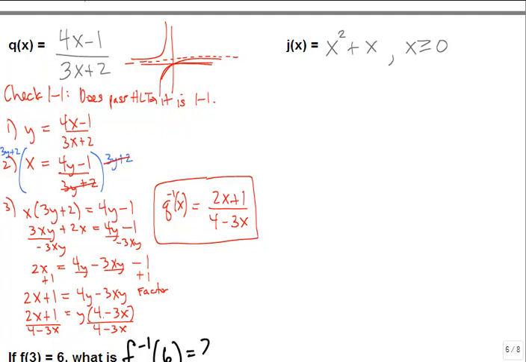Okay, let's try another example here. This one is another quadratic. We've got j of x equals x squared plus x, and we want this for x is greater than or equal to 0.